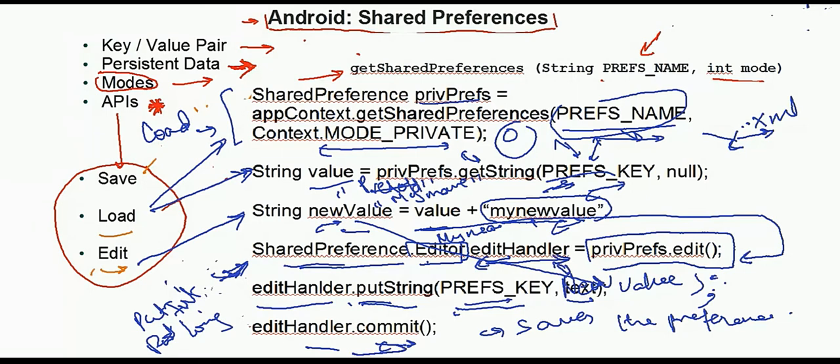So at the end we save our preferences again using the editor handler. This is the save thing. So this save is happening here in editor handler dot commit. So that's actually it. We defined all our APIs in detail. Hope you have understood the save, load, and edit functions. Now we can go through our operating modes, these modes that we provide when we load our preferences, once more a bit.